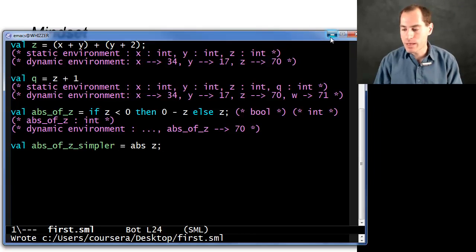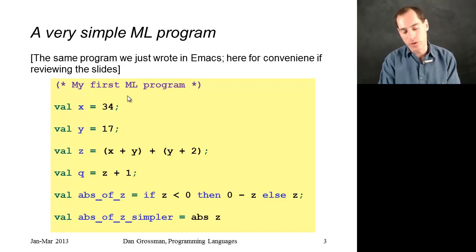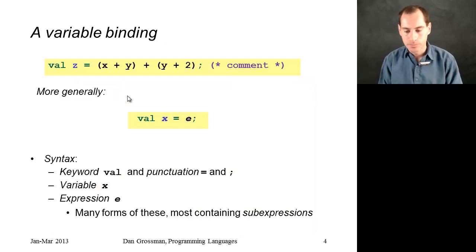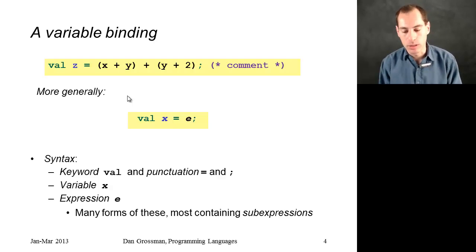Let me now get rid of this and just give you a little more sense of how the slides will work after I show you the code. So here's basically the program we just wrote. I like to include it in the slides, so if you're looking through the slides, you don't have to flip back and forth. But we already saw all of this. What we focused on here were variable bindings. And in general, the way we have a variable binding is we write val, the name of the variable, the equal sign, an expression, which I'm representing here in the middle of the slide with an E, and then a semicolon. Now what I've just described is the syntax.